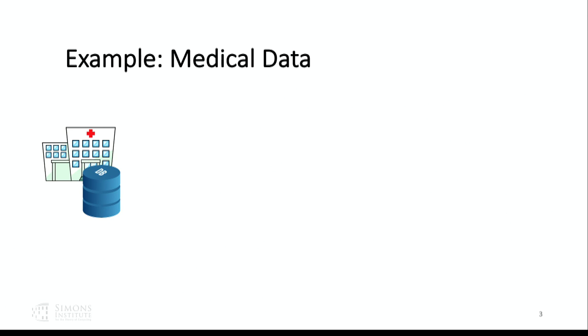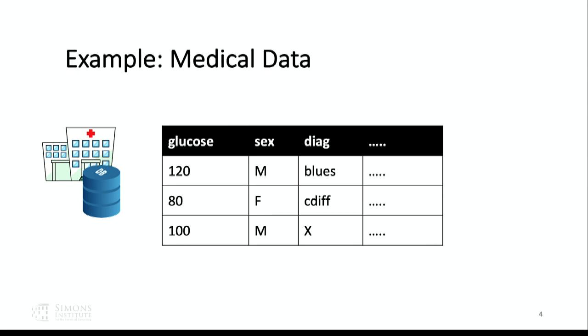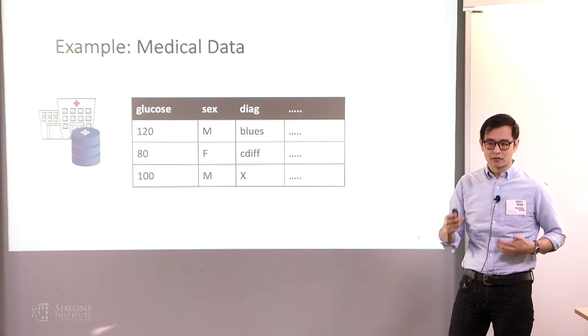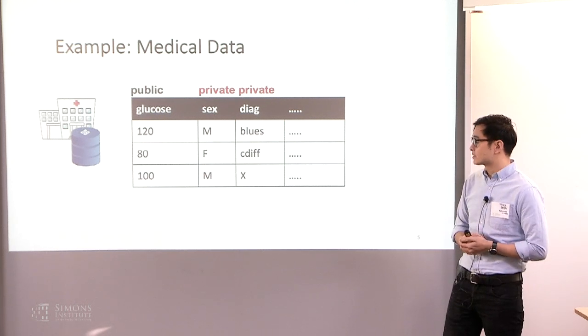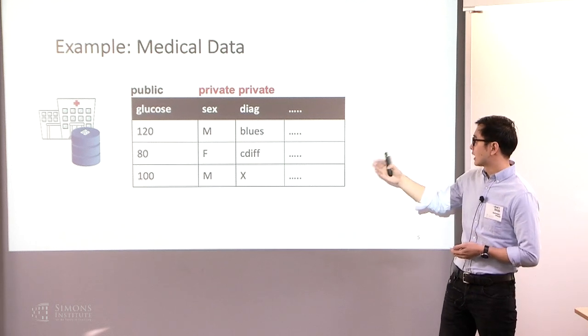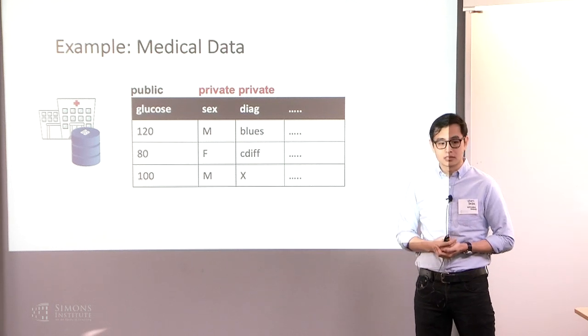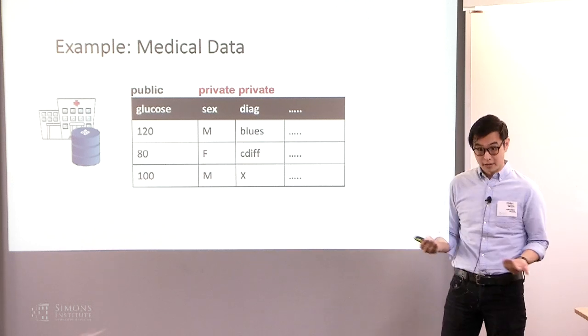One example of this is medical data. Obviously it's very important to maintain the privacy of the individuals in the databases, and there's a lot of this data all over the place. An example here is from Northwestern, as we work with Northwestern Hospital. One of the schemas they have is something like glucose measurements, sex, and diagnosis. These have varying levels of privacy. With glucose, you can't really identify a single person, so that's more of a public attribute, versus the sex or the actual diagnosis, which is private because it's personally identifiable.